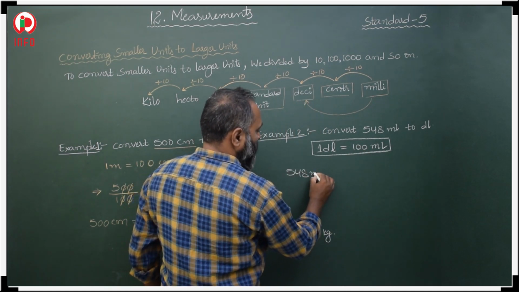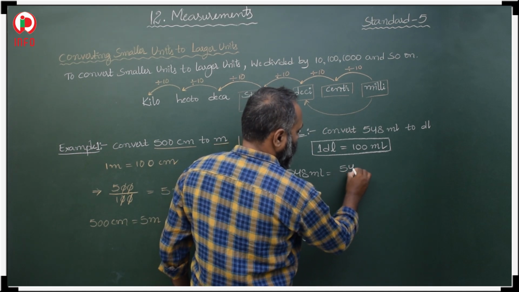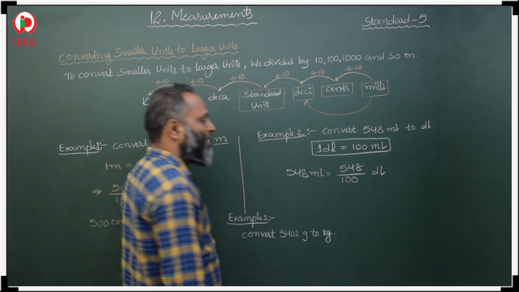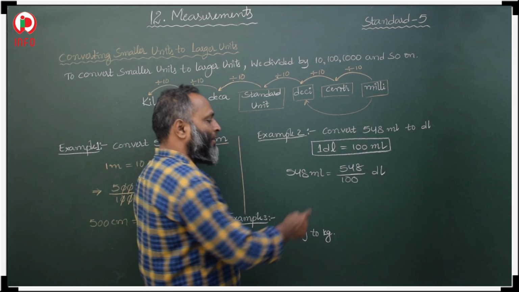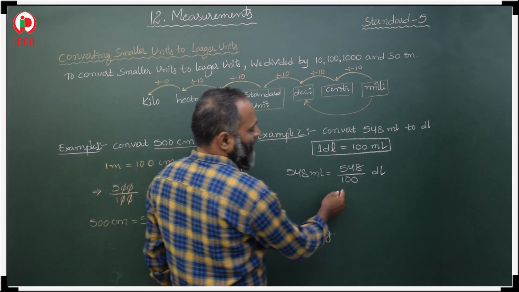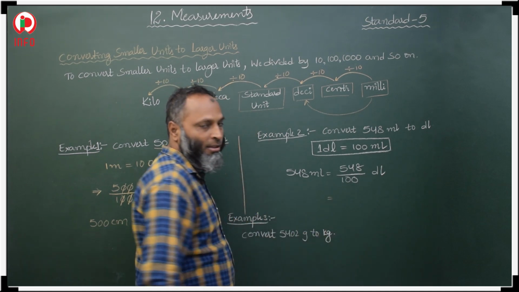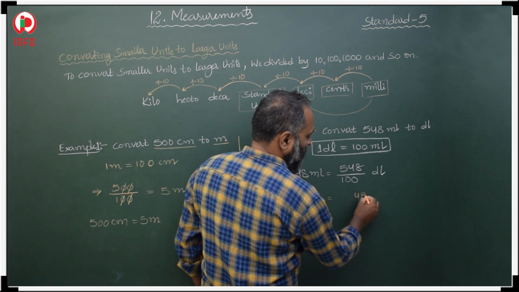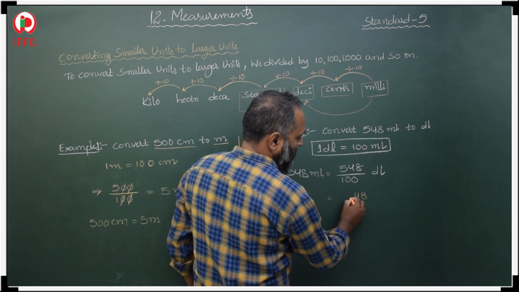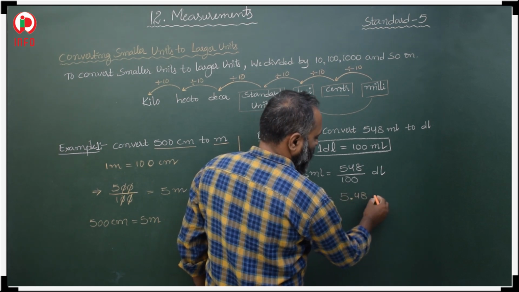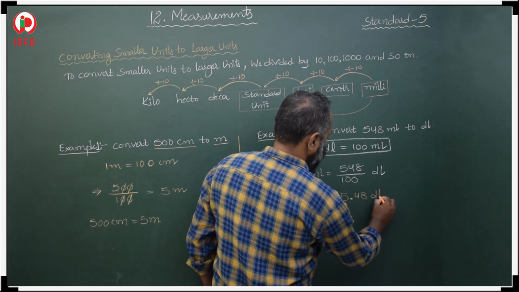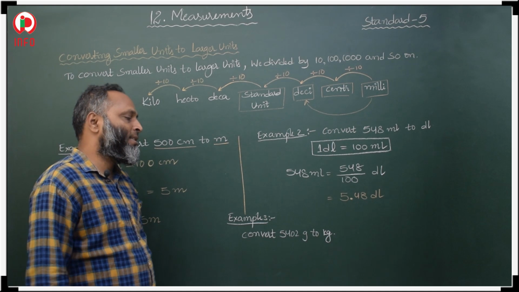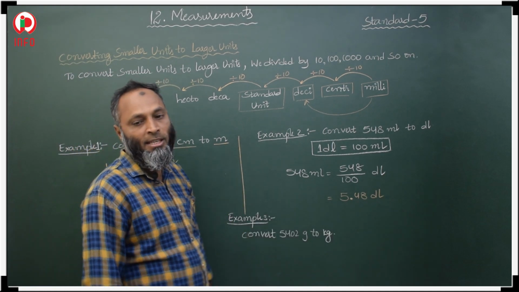Then 548 milliliters is equal to 548 divided by 100, and it will convert into deciliters. Dividing by 100 means after 2 digits from the right we put a decimal: 5.48. So 548 milliliters is 5.48 deciliters.